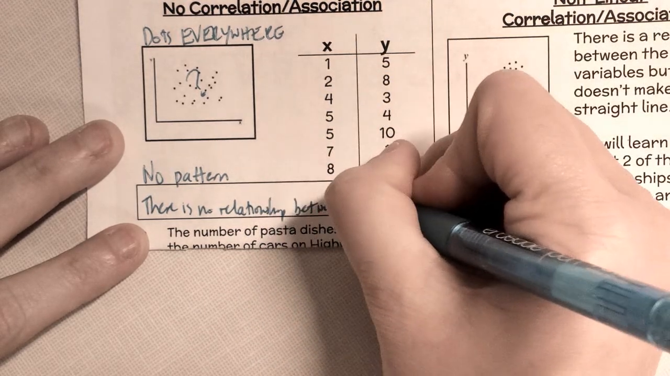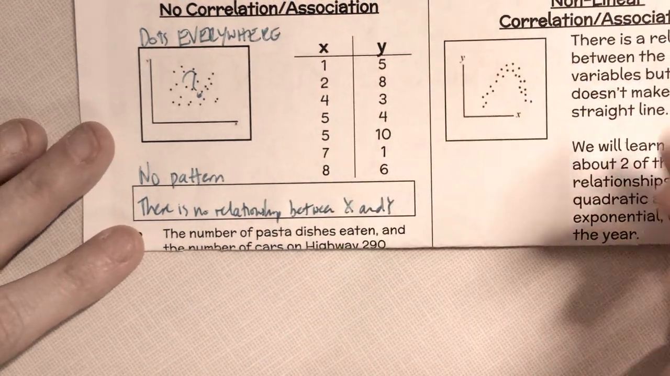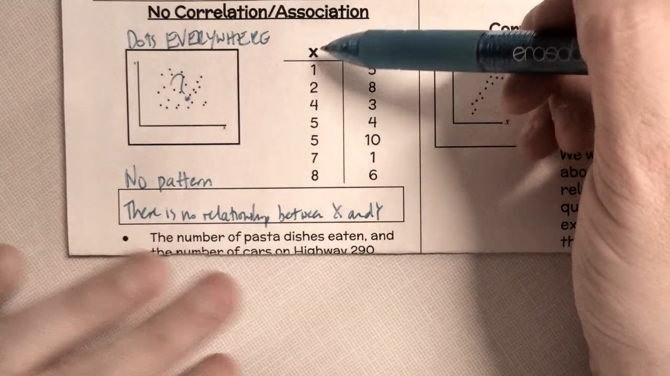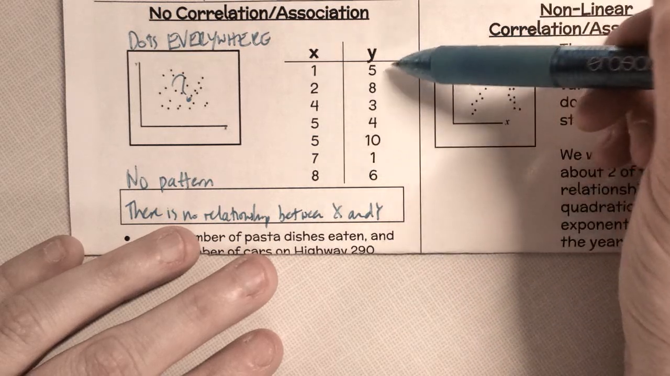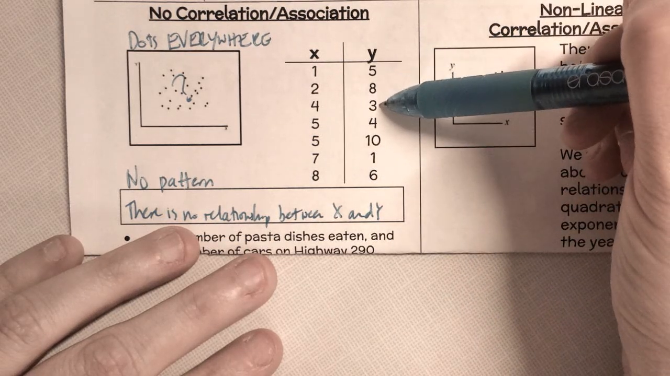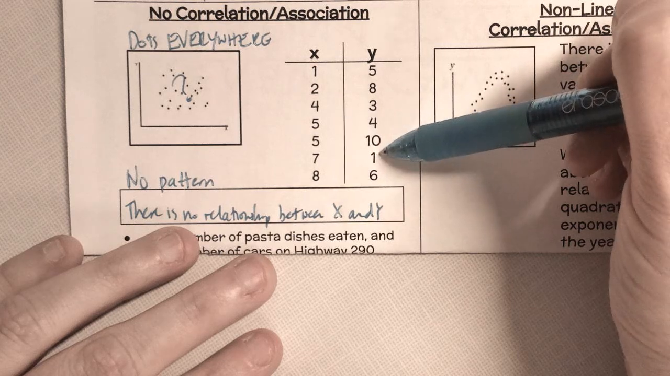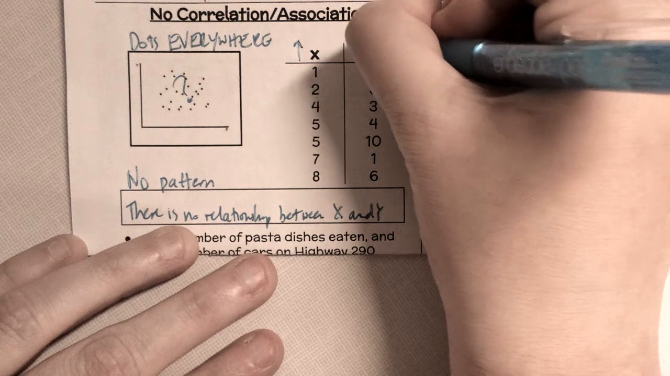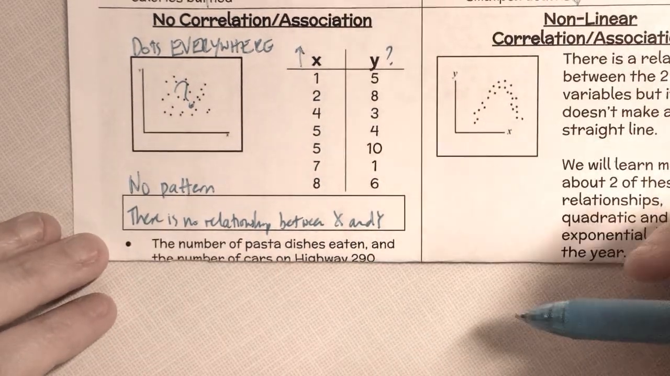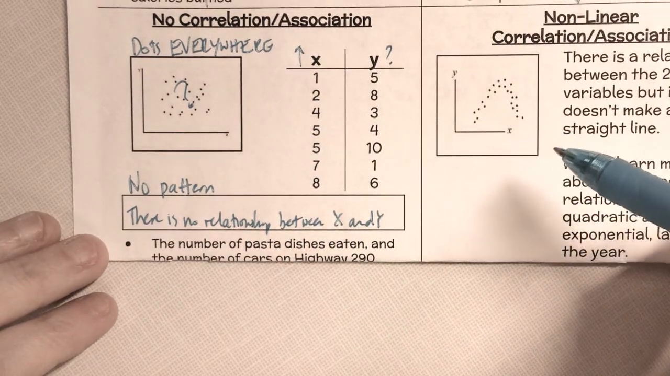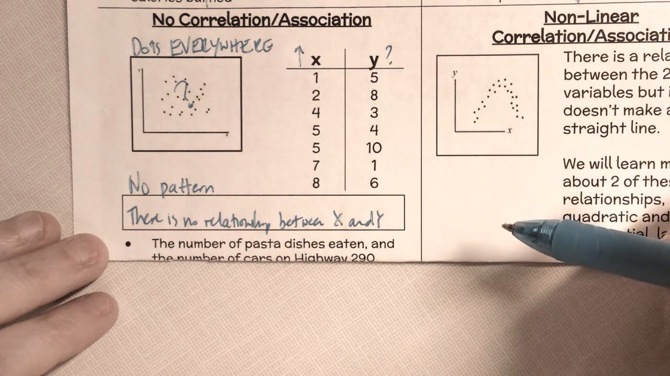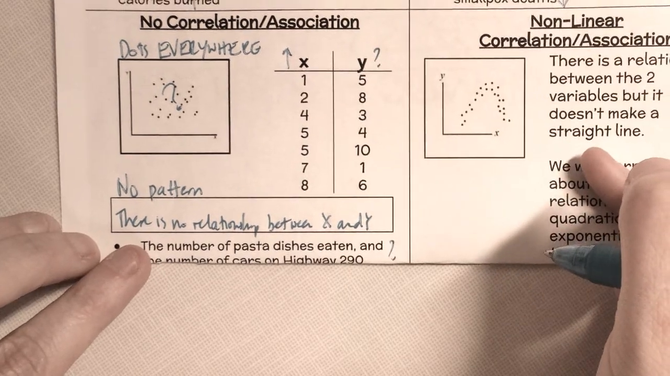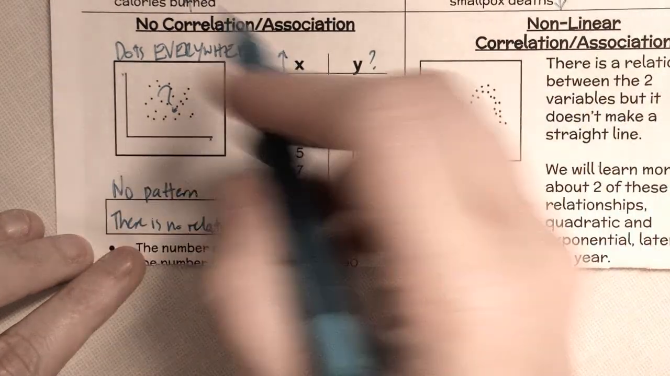When you look at a table, again, all of this depends on your x's being sorted. If these are sorted least to greatest, well, it goes up, then down, then up, then up, then down, then up. It's going all over the place. There's no pattern here. As these increase, these just kind of go wherever they want to. Here's an example: the number of pasta dishes eaten and the number of cars on Highway 290. If you go, huh? That doesn't make any sense. If it doesn't make sense, it's probably got no correlation. Okay? So that's our no correlation.